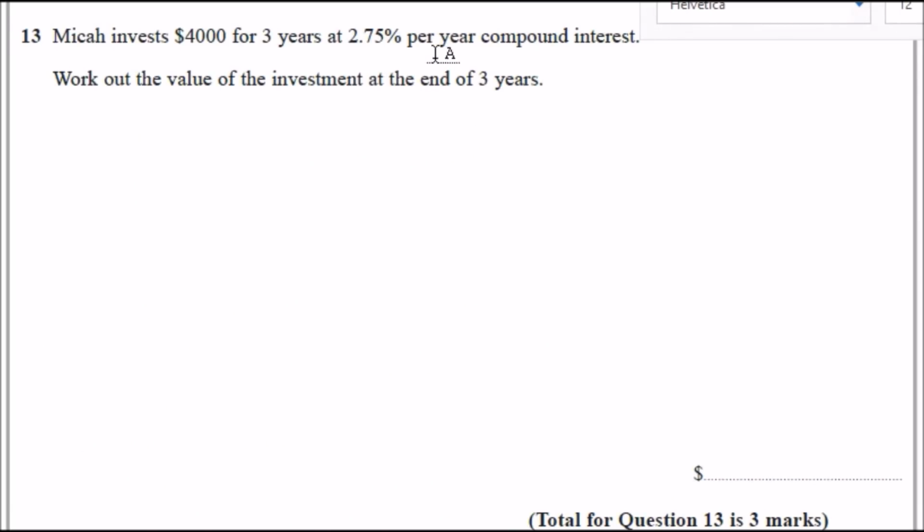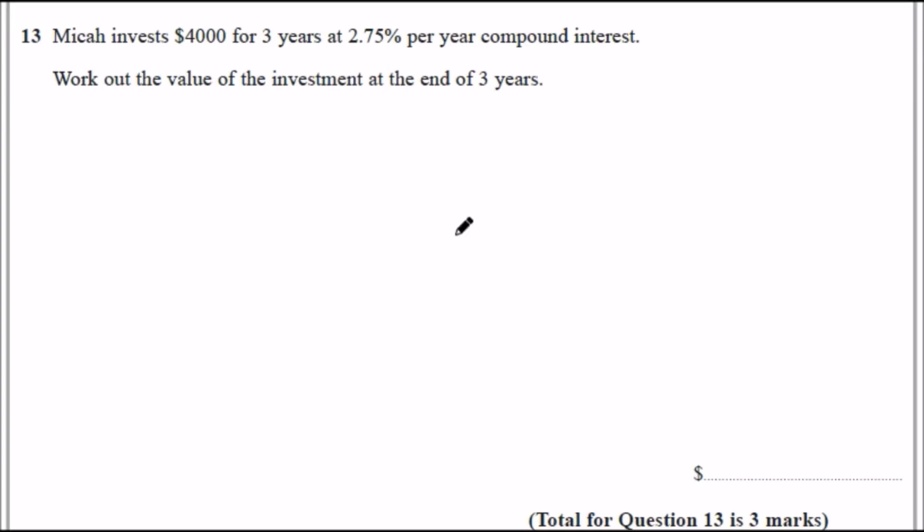Number 13. Okay, this one looks dead easy. I think I already know the answer. So Mika invests $4,000 for 3 years at 2.75% per year compound interest. Work out the value of the investment at the end of 3 years.